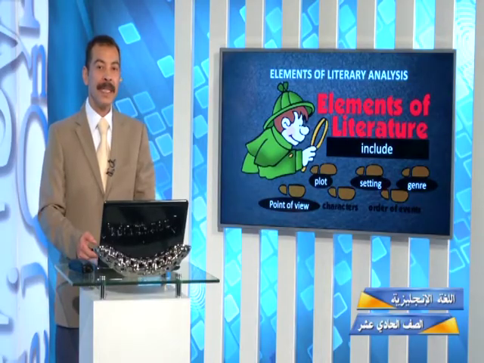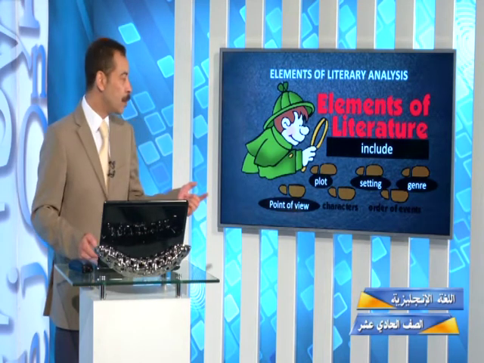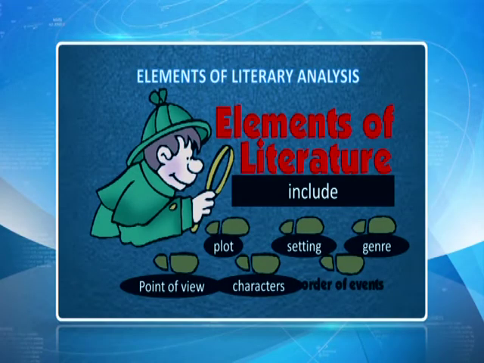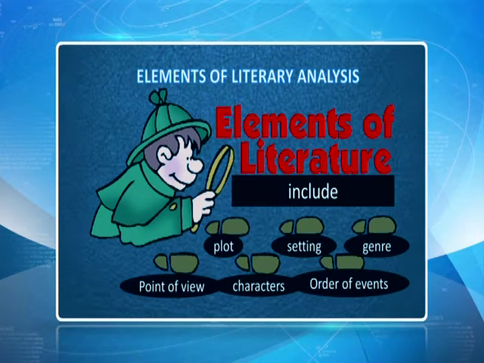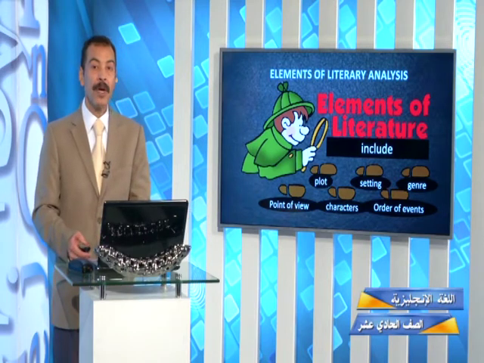Point of view simply means, is the story written in the first person singular or third person singular? That is, when you read the story, does the writer say I or he? This is what we mean by point of view. And then we have characters. How many characters and who are these characters? Who are the main characters? Who are the secondary characters? And then the order of events. Does the writer use a progressive order, or does he use what we call flashbacks? So all these elements should be considered when we read a piece of literature.